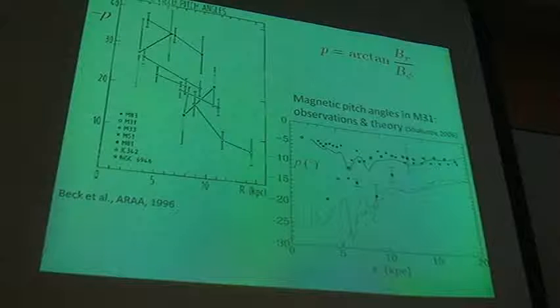This is the observational data for a selection of galaxies. The pitch angle P is the arctan of Br over B phi. If this is my galaxy, this circumference, the galactic center is here. If this is a magnetic line, then this angle is known as the magnetic pitch angle: the angle between the magnetic line and the local circumference. It's minus P.